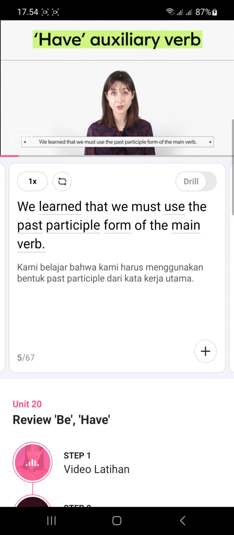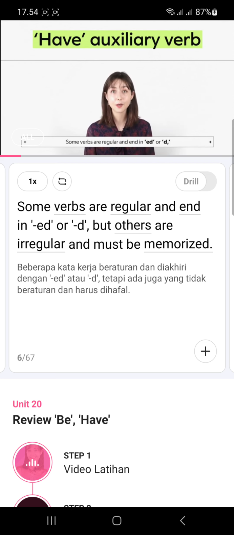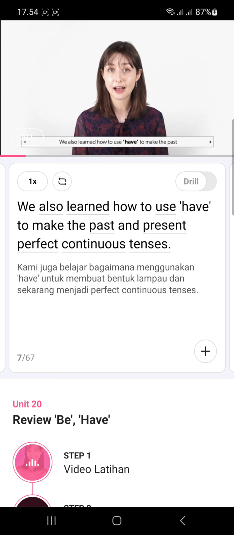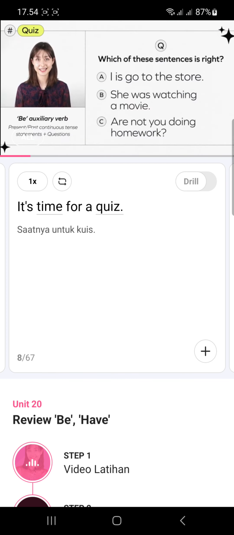We learned that we must use the past participle form of the main verb. Some verbs are regular and end in ed or d, but others are irregular and must be memorized. We also learned how to use have to make the past and present perfect continuous tenses. It's time for a quiz.